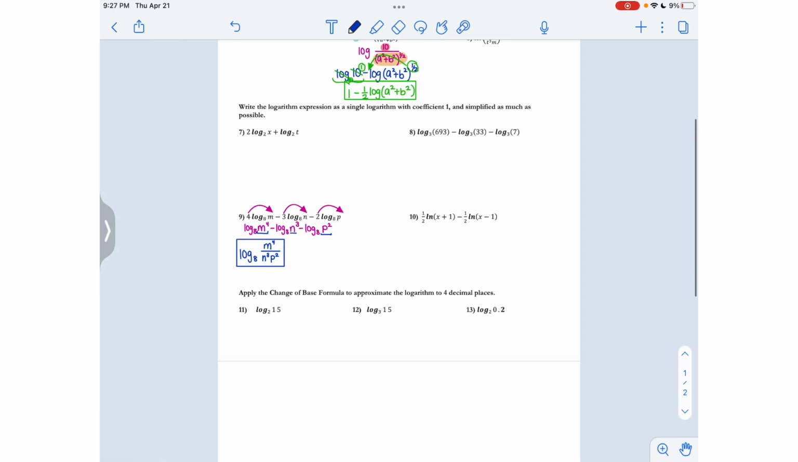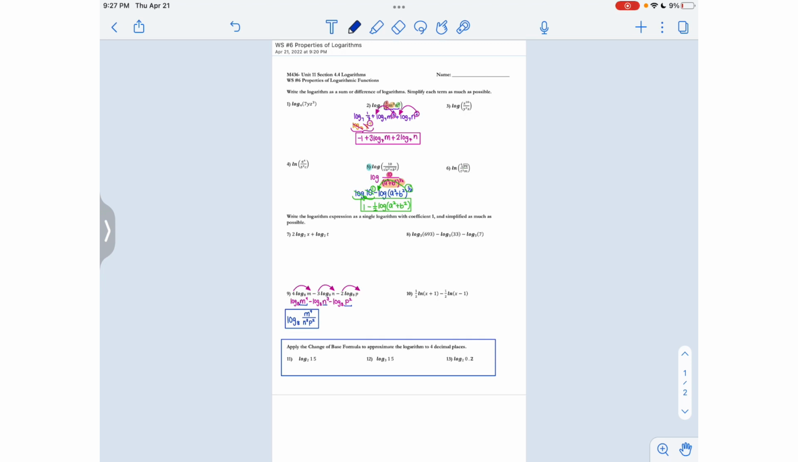All right. Now the rest, this change of base we'll do together another day. We didn't do that in the notes, so don't worry about 11, 12, and 13. There's only 7 other problems on this worksheet, so hopefully in class you're able to finish, but that is that.